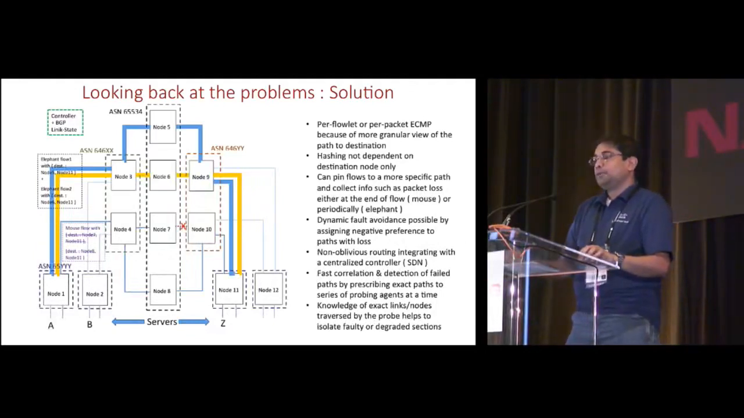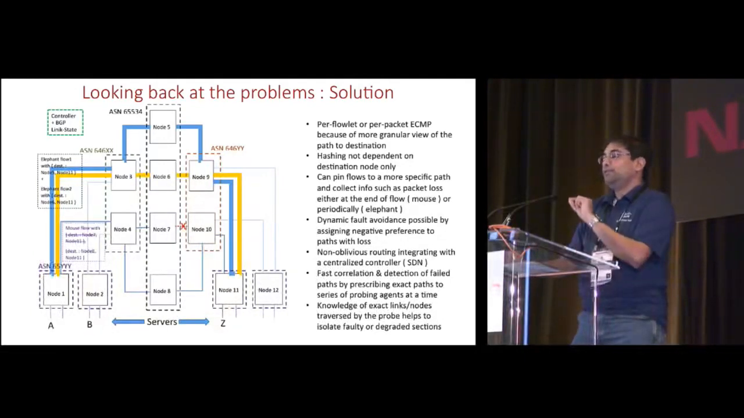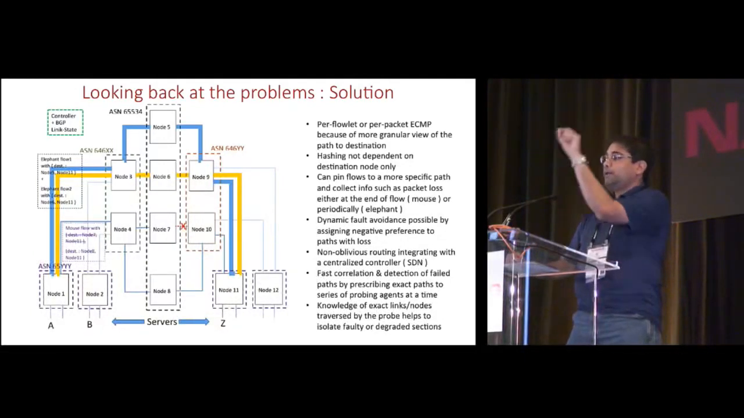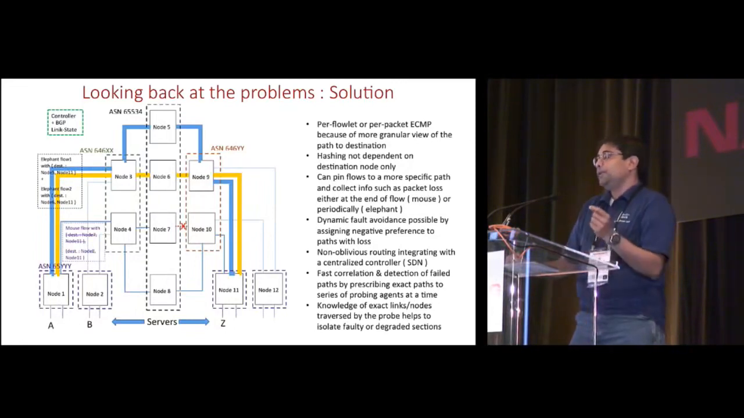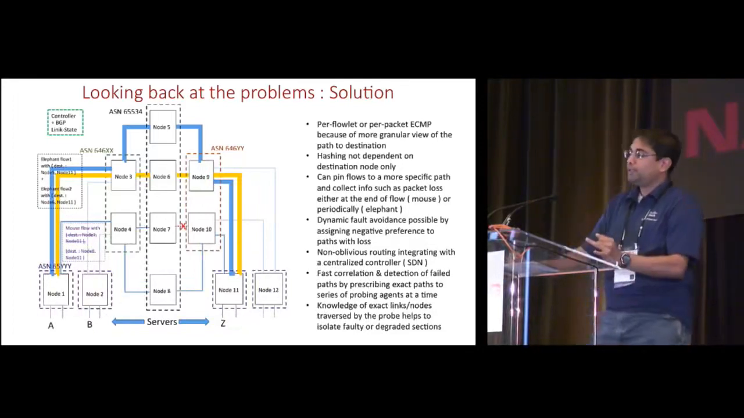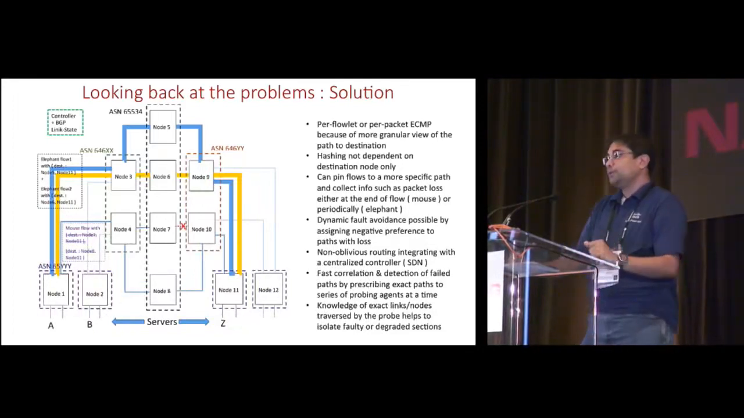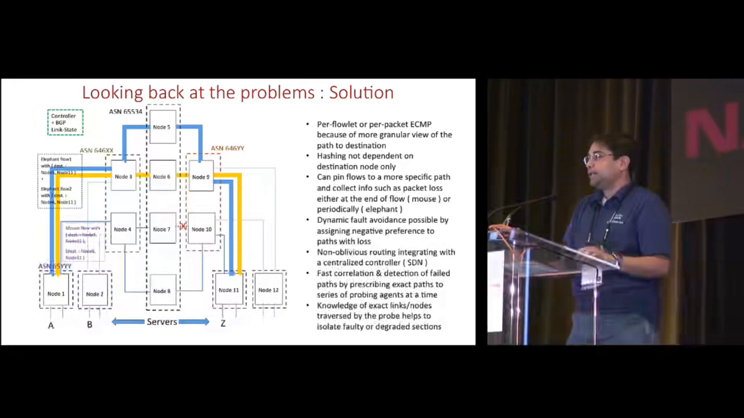So that also results in dynamic fault avoidance. Anywhere if there is a fault happening in any part of the network, we know every granular detail about it, and then we can take the corrective actions. So fault isolation, fault detection, and also fault avoidance can be done much more efficiently in this scenario.